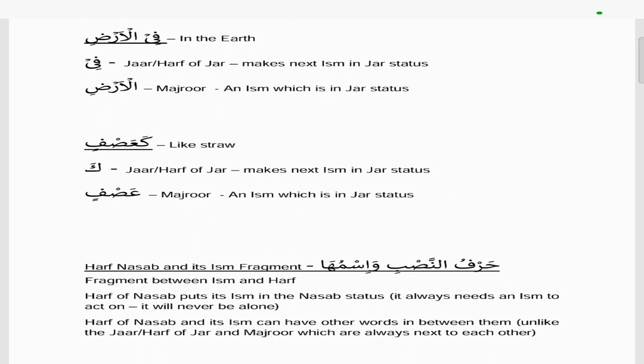And here ka asfi, and again this means like straw. So the kaf is the harf of jar, and it makes the next ism in the jar status. And then you have asfin, which is the majroor, an ism which is in the jar status. And this is obvious because it's got the kasratain.